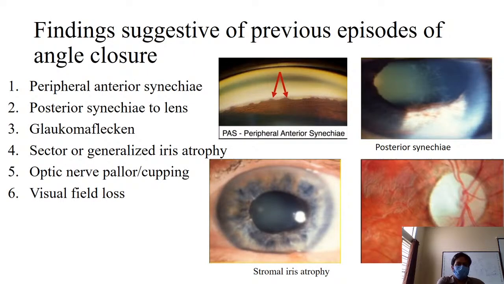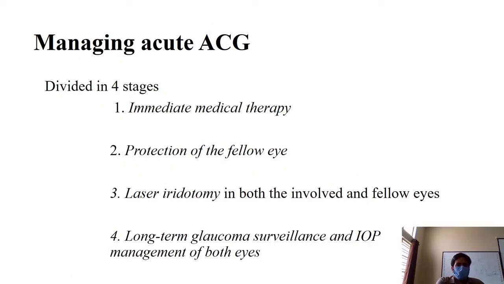What are the signs which suggest previous episodes of angle closure? There will be peripheral anterior synechiae. These are the anterior synechiae which are present at the angle, seen on gonioscopy. There will be posterior synechiae to the lens, and there will be glaukomflecken, and sectoral or generalized iris atrophy may be present, and you may have a pale optic disc, or there will be very large cupping in the optic disc. How do you manage a case of acute angle closure glaucoma?